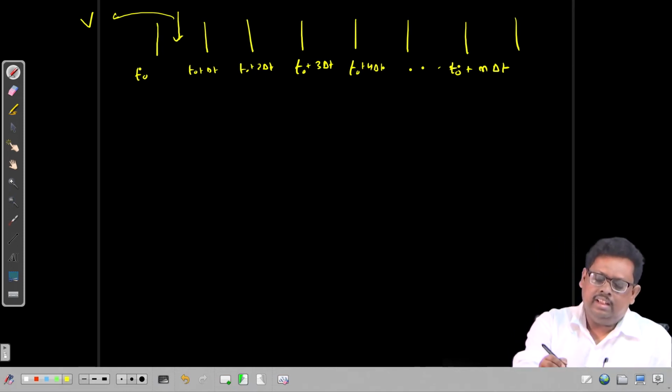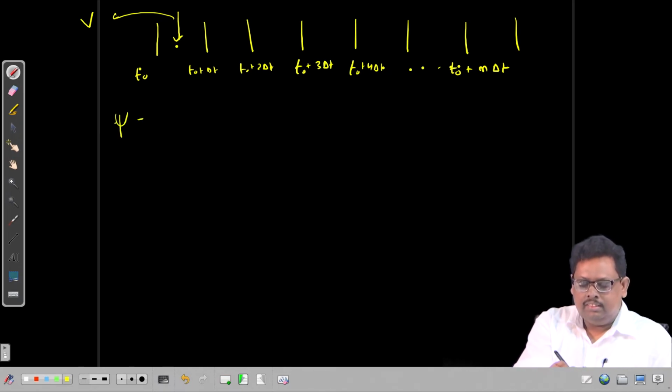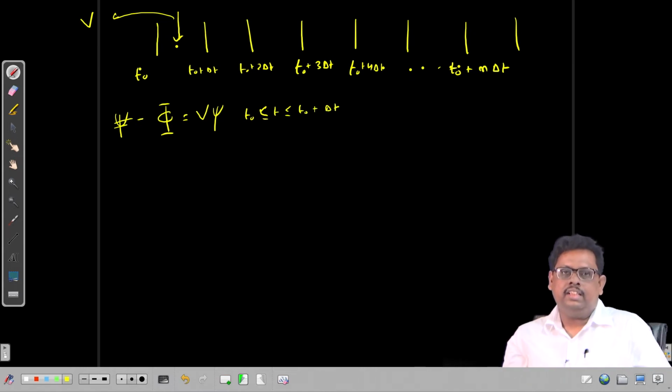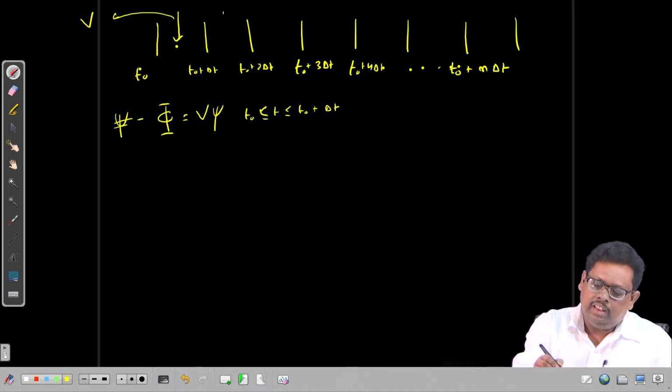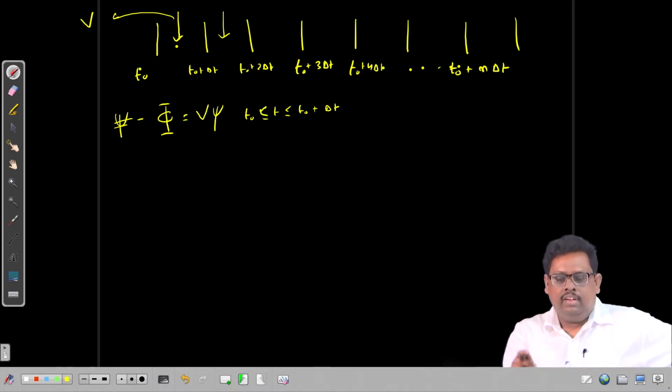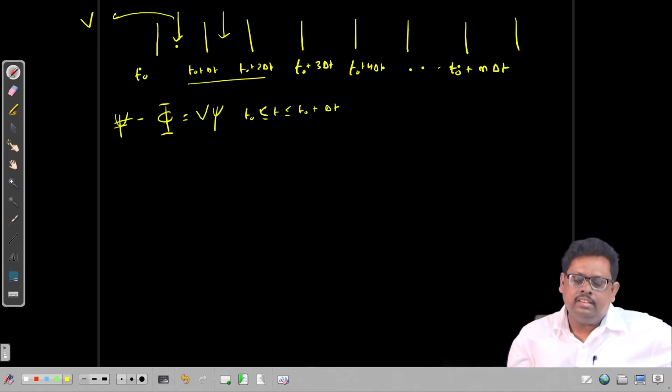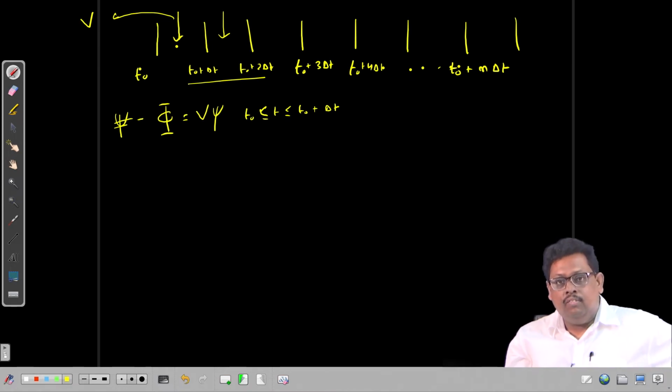Okay. So, then here definitely I can get my phi equal to v into psi, and that I am doing in between t 0 less than or equal to t less than or equal to t 0 plus delta t. Now, let us assume that again I am throwing a body or an object in between the time t 0 plus delta t. Now, when I am doing it, what is going to happen?